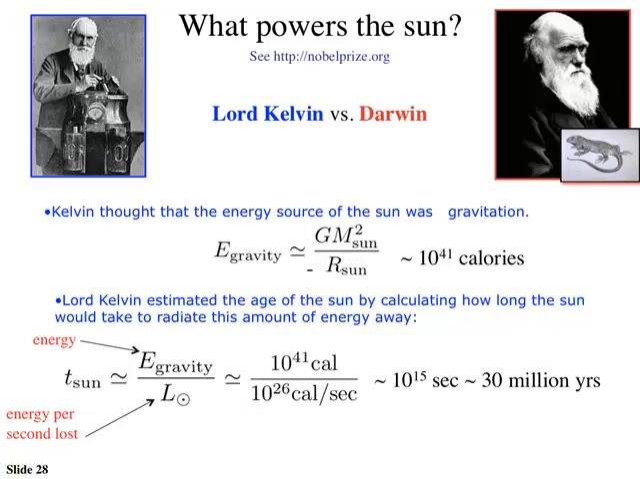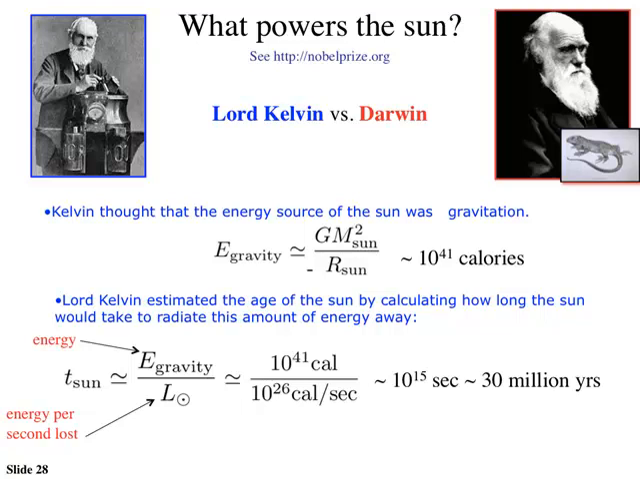So that's kind of what Lord Kelvin did. He said, this is how much energy's funneling out of the sun. This is how much energy it has, and I can use that to figure out roughly how long it's been around. And when he does that, the luminosity of the sun is 10 to the 26 calories per second. The total energy of the sun is 10 to the 41 calories. If you do this ratio, 41 minus 26 is 15. So it's 10 to the 15 seconds. That's 30 million years. So Kelvin says, oh, the sun is about 30 million years old.